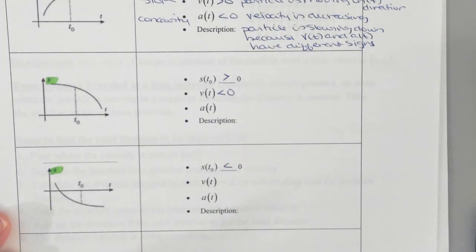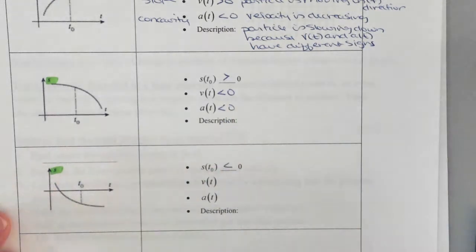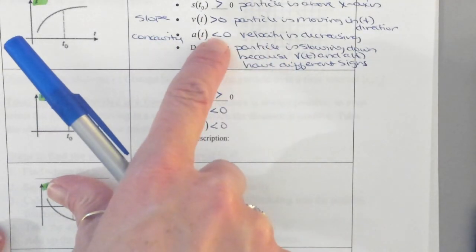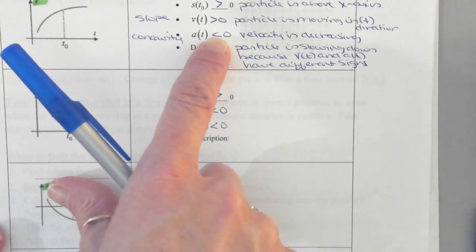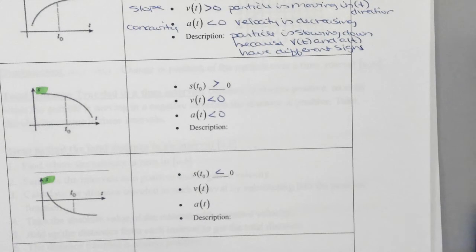Okay, what about A of t? Less than 0. Why? Because concave down. So what would you say about the velocity? The velocity is decreasing. Look at the previous. Velocity is decreasing. So then what would I say if A of t was greater than 0? Velocity is increasing. Okay? So we're using the very first one as our template for what we're going to say in terms of a description.